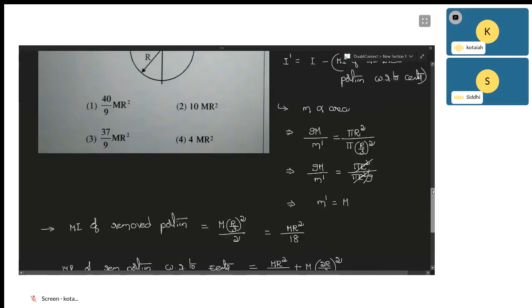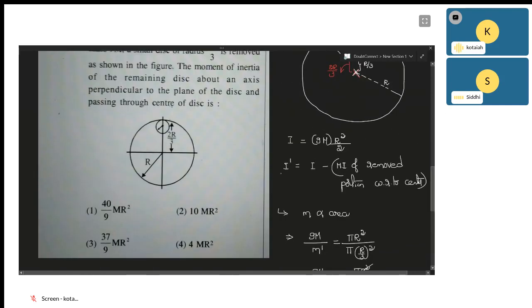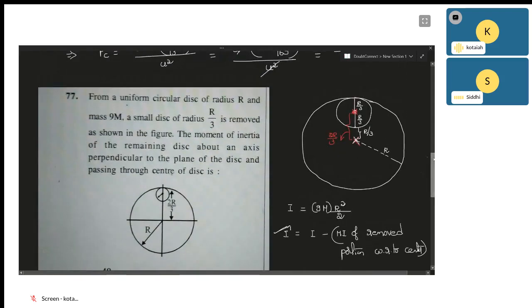Then, see, simple, this is the answer. New moment of inertia is equal to original moment of inertia minus moment of inertia of the removed portion with respect to center of the big disk. When you calculate the moment of inertia of removed portion, you will get the answer with respect to its center of mass. I don't want with respect to its center of mass. I want with respect to bigger disk. Yes, that's why axis of rotation has to be moved.